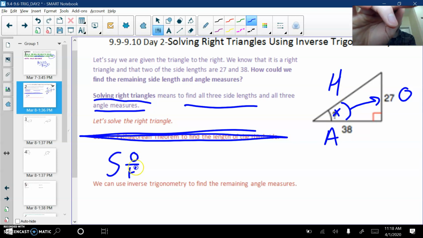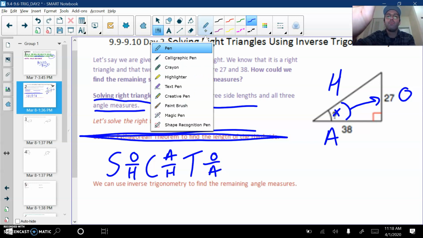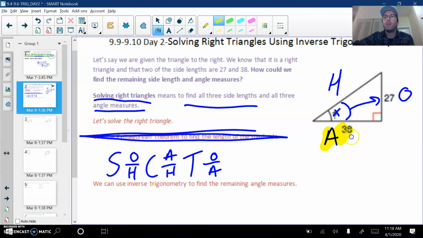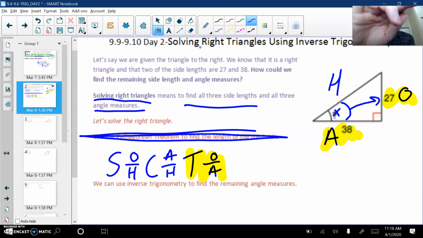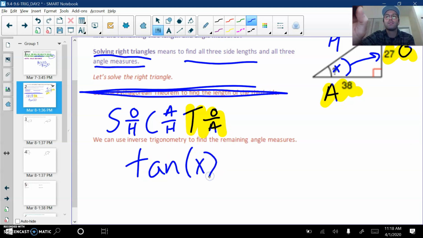SOH CAH TOA. If you look at how we labeled our triangle, I have O and A, which means I'm going to use tangent. I always take a tangent trig function of an actual angle. My angle is X equals the ratio. The ratio is O over A, so 27 over 38.